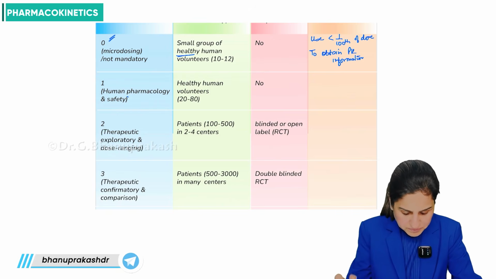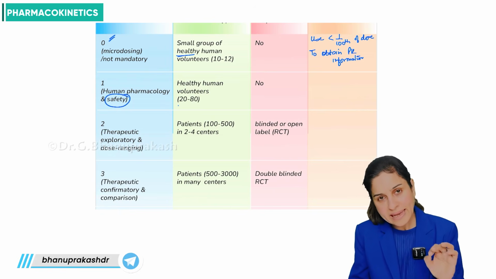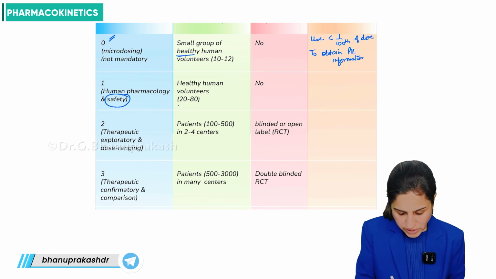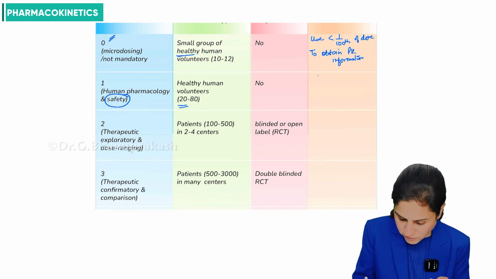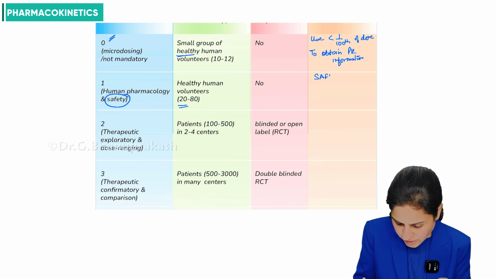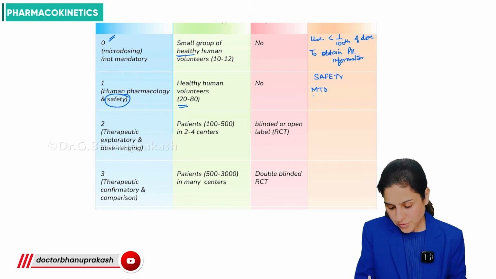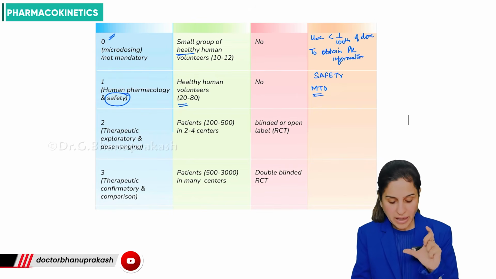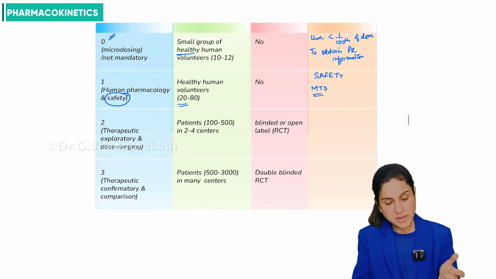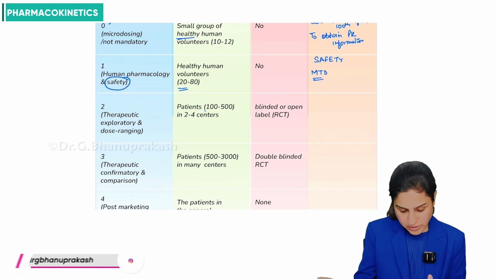Now, phase 1, it's mostly dealing with the safety, pharmacological and safety. Again, these are healthy people, 20 to 80, no blinding is required. So, this actually just tests the safety. Most important thing is safety and what is the maximal tolerated dose. That we have to see, what are the dose ranges, that ideal range you can identify from this.